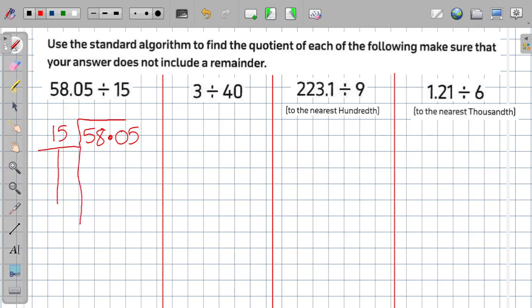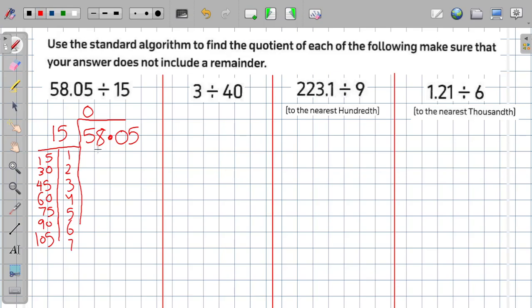Okay, so let's try to make the timetable first. So I have 1, 2, 3, 4, 5, 6, 7. 1 by 15 equals 15, 2 by 15 equals 30, 3 by 15 equals 45, 4 by 15 equals 60, 5 by 15 equals 75, 6 by 15 equals 90, and 7 by 15 equals 105. So, the first digit here is 5, so 5 divided by 15 equals what? Equals 0, because 5 is less than 15. So, let's take the next digit.